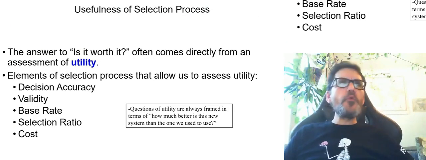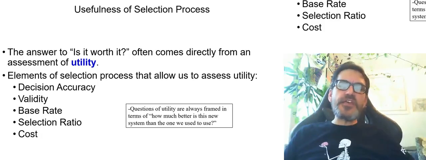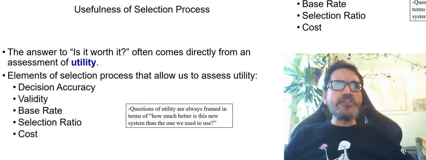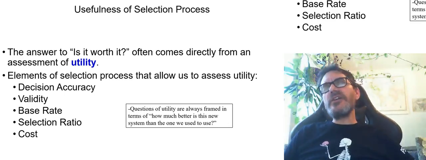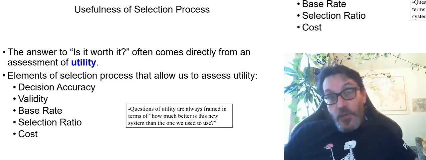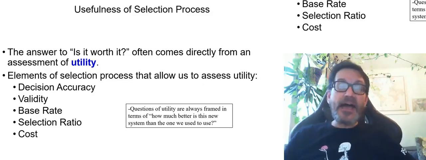And so the number one idea in useful is to say utility. Utility in psychology is sort of like value. What's it worth to you? What does it give you? Right? And in order to assess the utility of a selection battery, you have to know a variety of things. Number one, how accurate is it? Which is obviously highly, highly, highly related to validity, right?